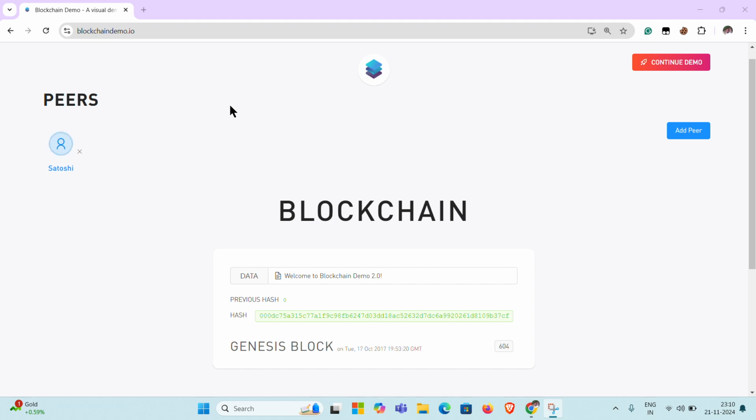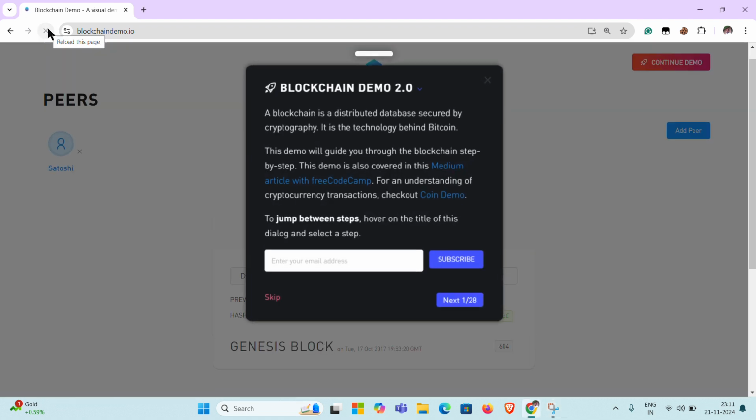The topic is blockchain. Now we are going to understand how blockchain works. First of all, we need to understand what is blockchain.